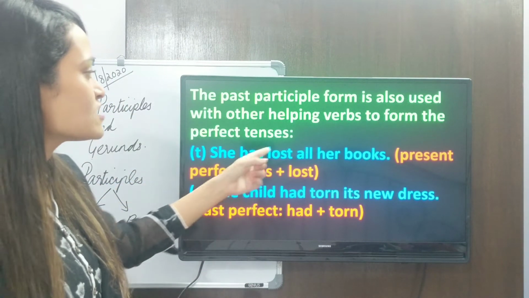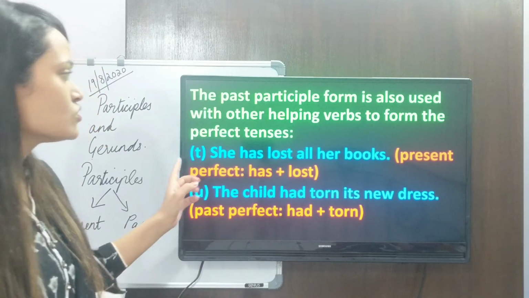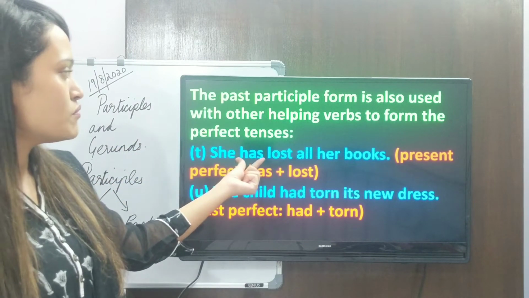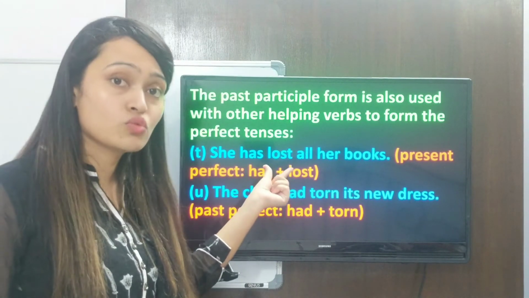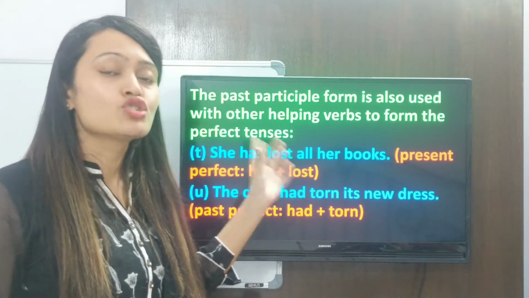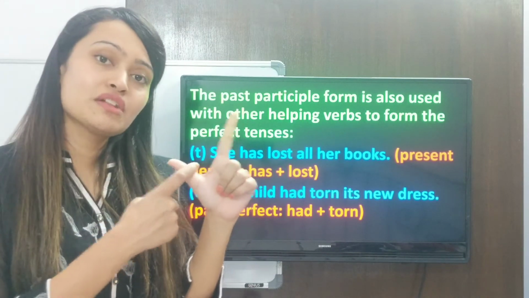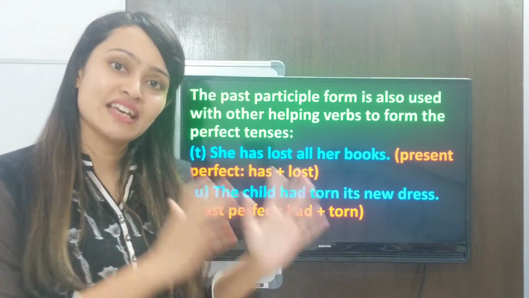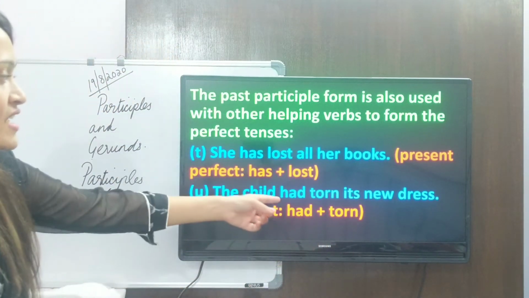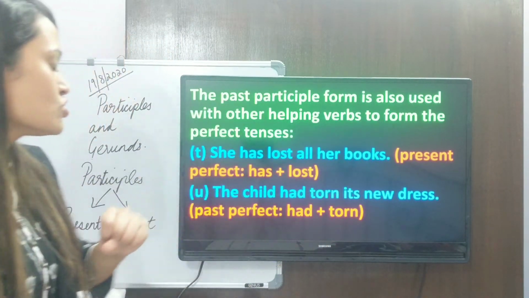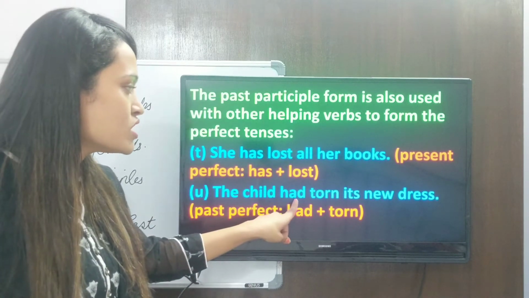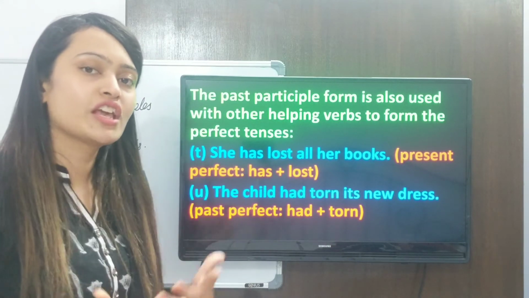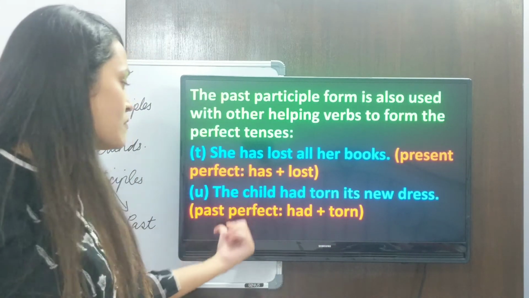So she has lost all her books. This is a present perfect tense wherein we have used the helping verb has and lost, which is a past participle. So we now know that the past participle has helped us as an adjective, and now it is helping us in framing the tense. The child had torn its new dress. Again over here, along with the helping verb, we have torn, which is a past participle, being used to frame a perfect tense. This is a past perfect tense.